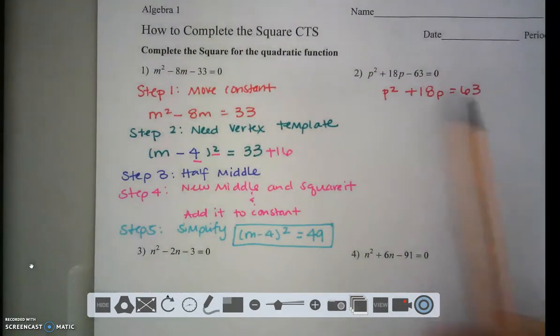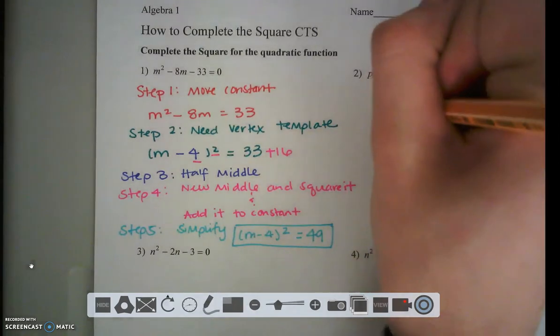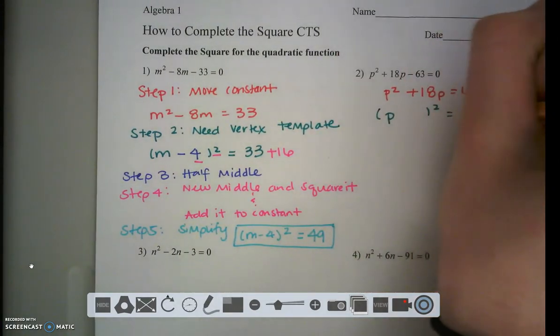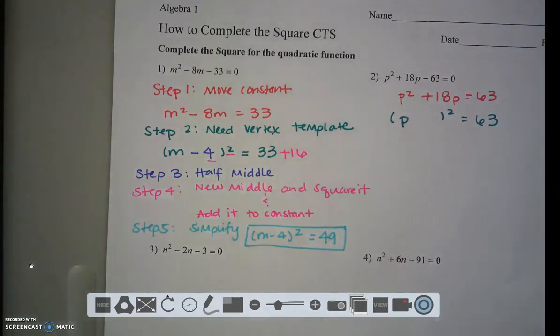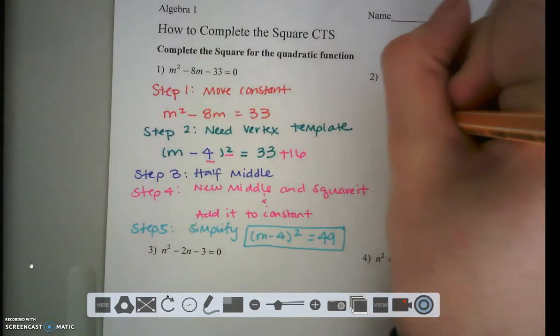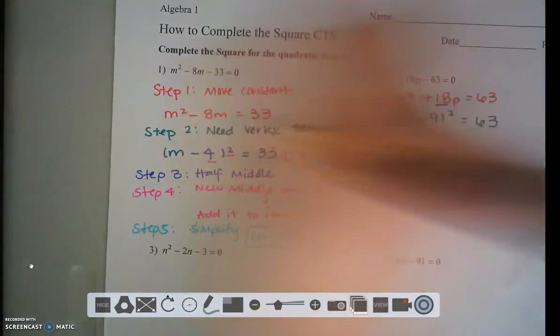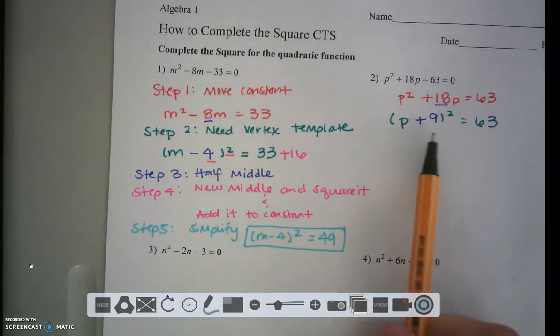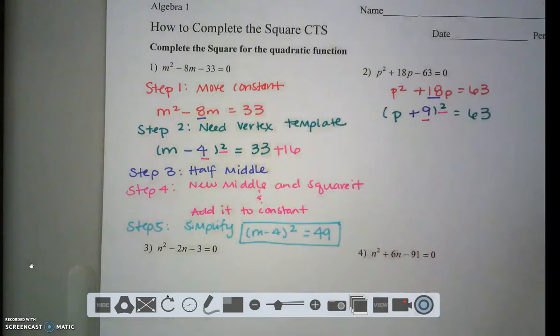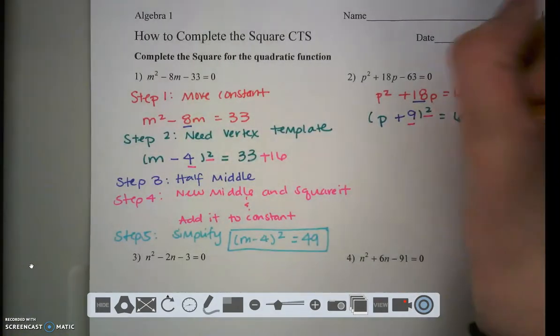Okay, remember, I can move it because I can add 63 to both sides. My second step is to make a vertex template. So I'm going to do p squared and let that equal 63. Then I need to take half of my middle. So you need to ask yourself, what is half of 18? That's 9. Now I'm going to take my 9 and I'm going to square it. 9 squared is 81. I'm going to add 81.